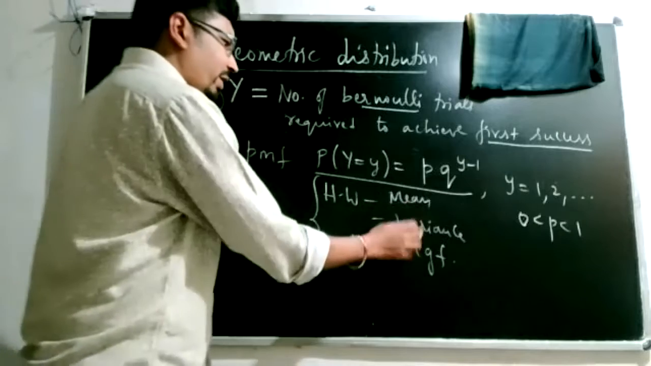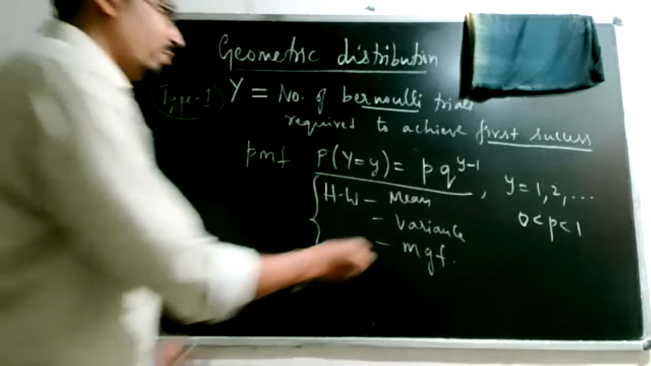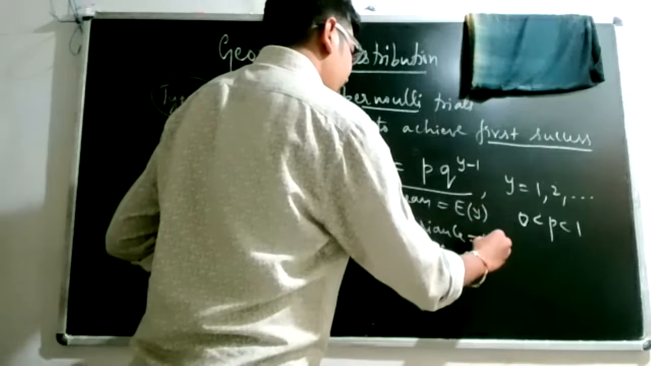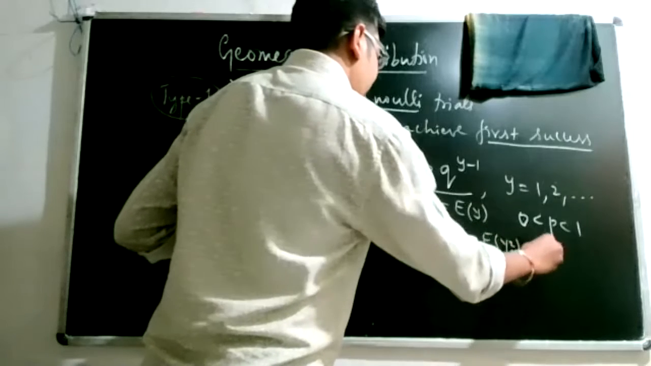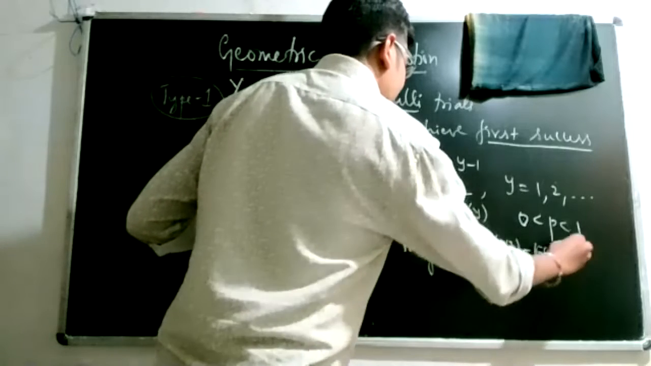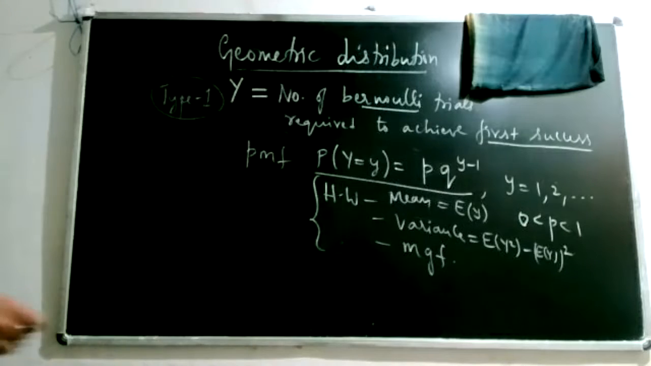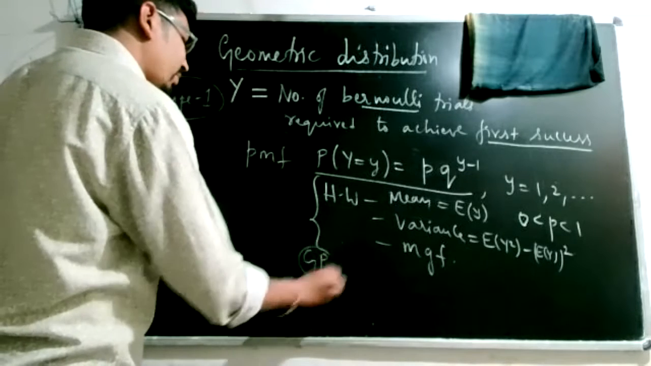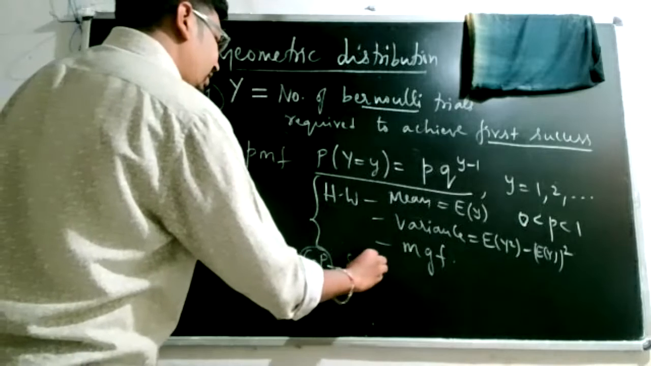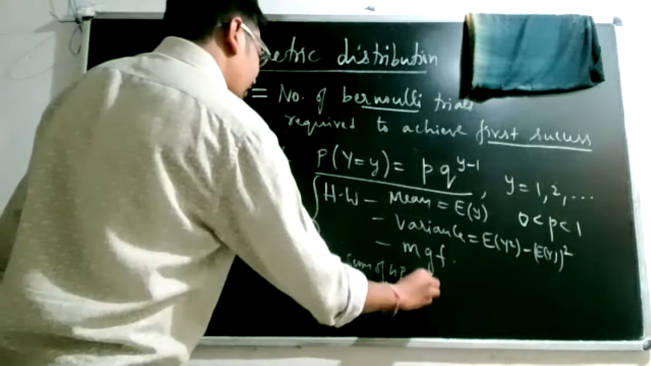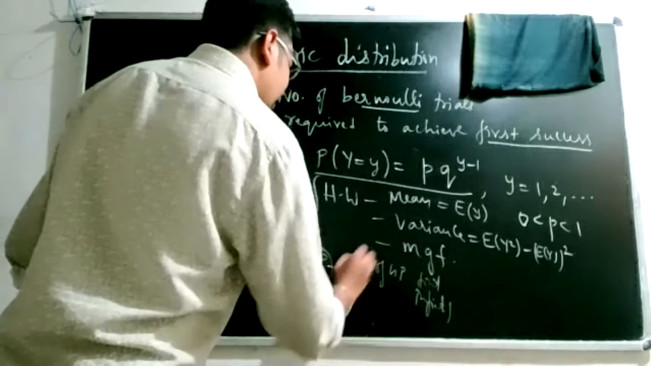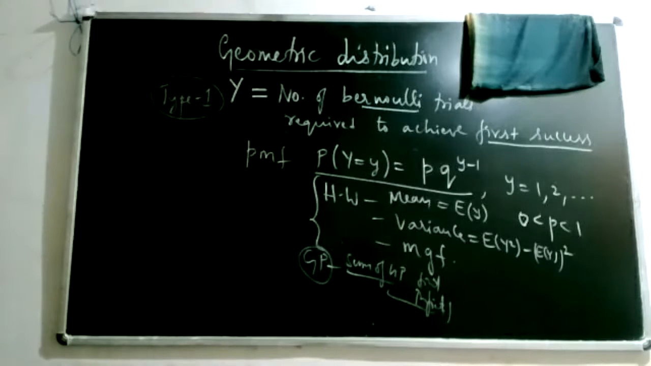Now try and compute mean and variance as usual. Use the formula. Mean is expectation of Y here. Variance is E of Y square minus E of Y whole square. So use your knowledge of the geometric progression, and you should know the sum of GP for finite and infinite cases. Then you can easily compute the values of mean and variance.